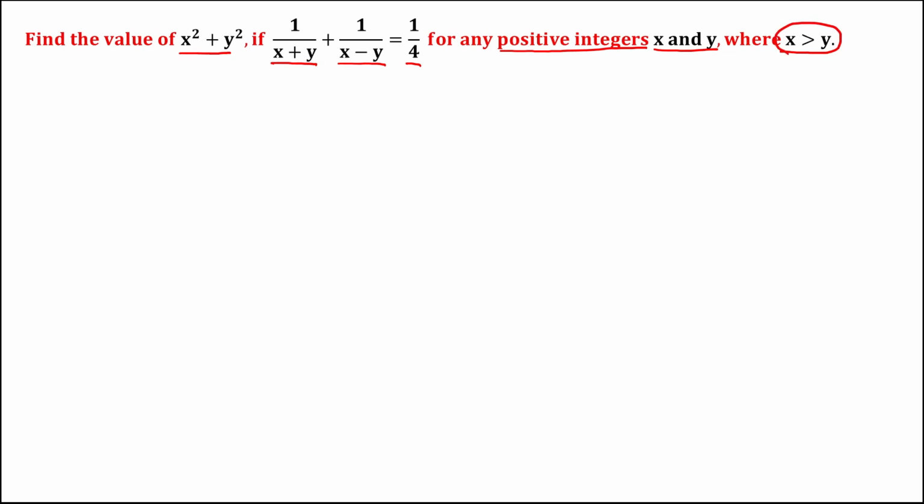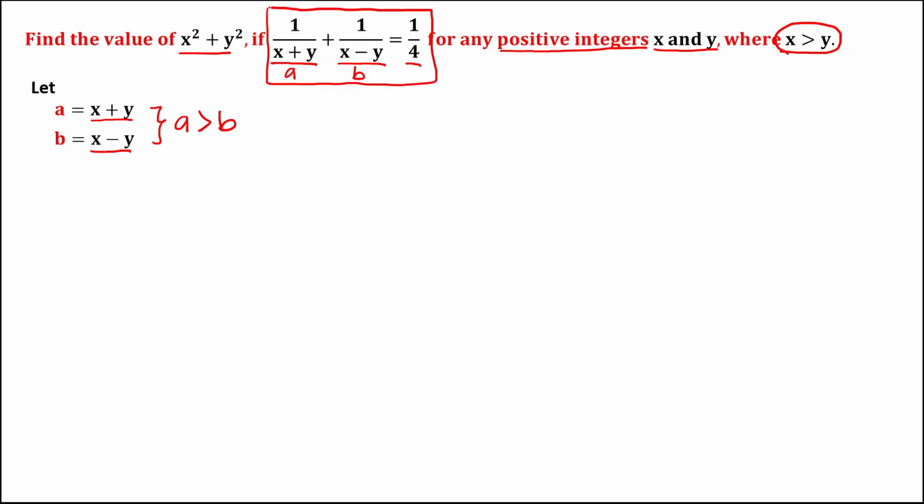So first, we let a equals x plus y and b equals x minus y. Then from this equation, a must be greater than b because a is x plus y and b is x minus y. So this equation becomes 1 over a plus 1 over b equals 1 over 4.